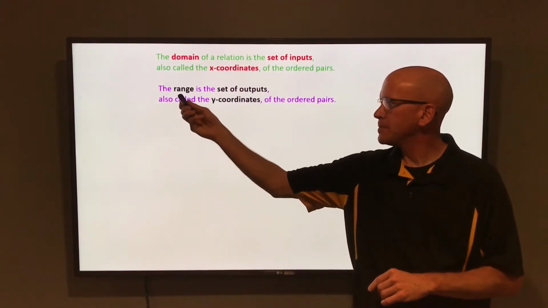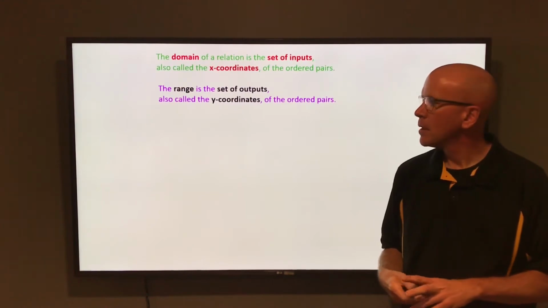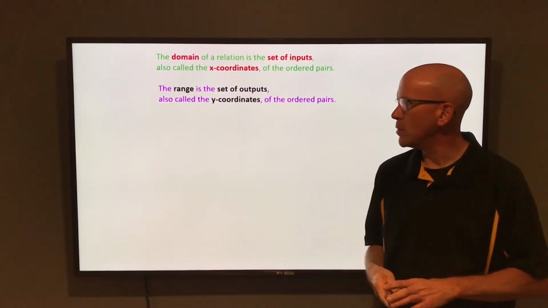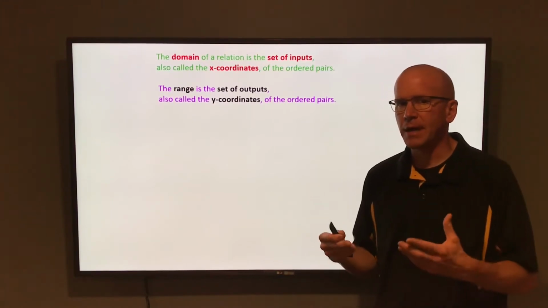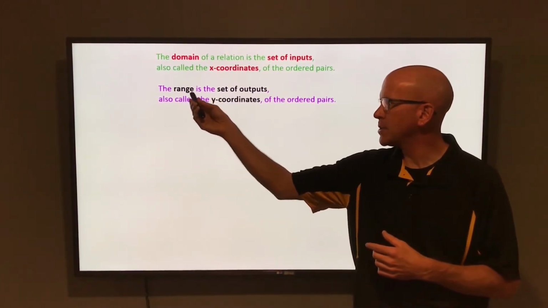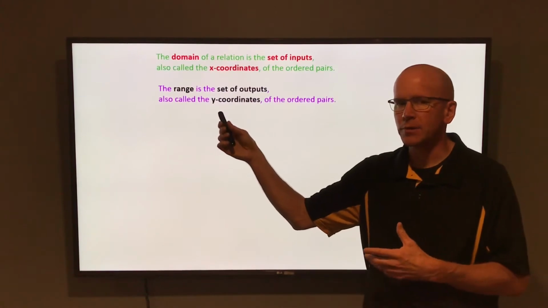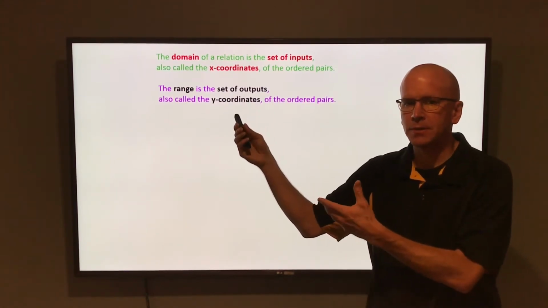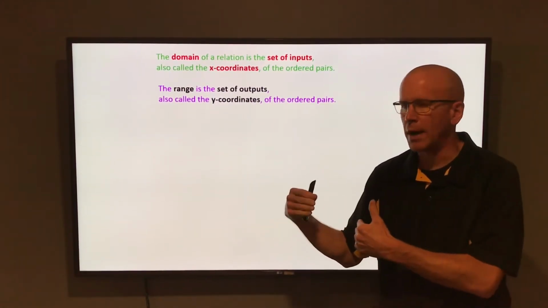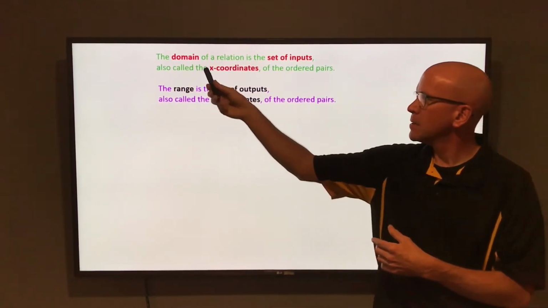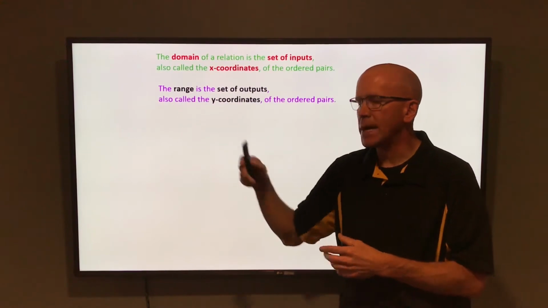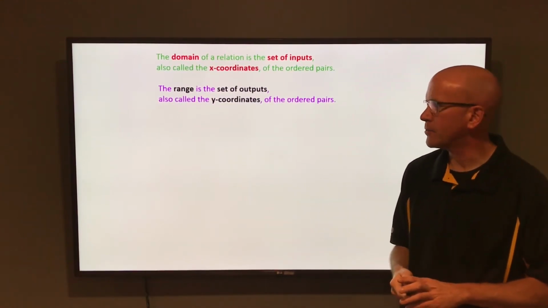The range is the set of outputs, also called the Y coordinates of the ordered pairs. So those words you have to relate together and understand they all mean the same thing. Range, outputs, Y coordinates. So the Y coordinates are the outputs. You put X in, you get Y out. But the Y coordinates are also known as the range. So the domain is a set of X values. The range is the set of Y values.